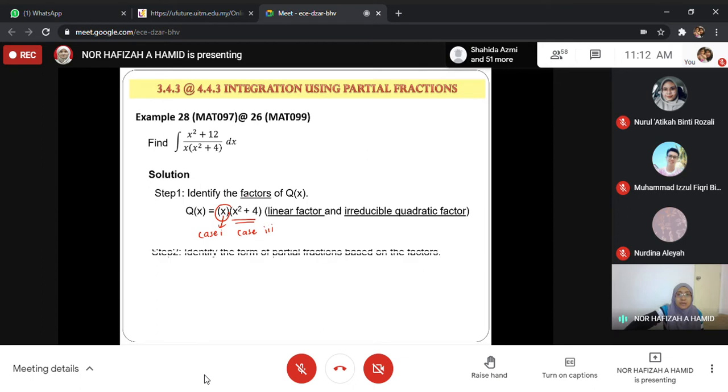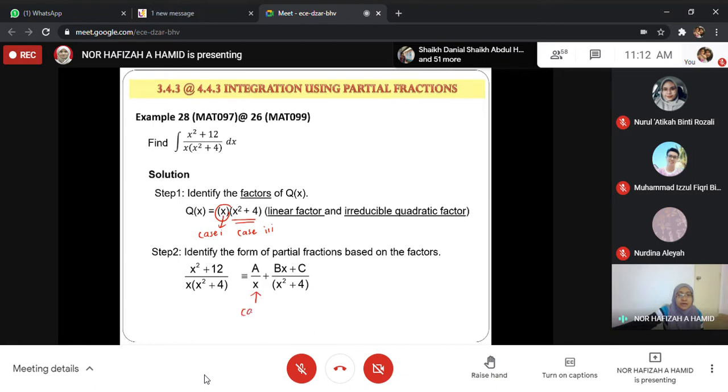So your partial fraction is in the form of A over x. For this A over x, you refer back to case 1, and this one is for case 3. Okay, if it is an irreducible quadratic factor, you must remember your numerator must be in terms of linear. So linear, and this one is the quadratic. So this is your general form of the partial fraction.